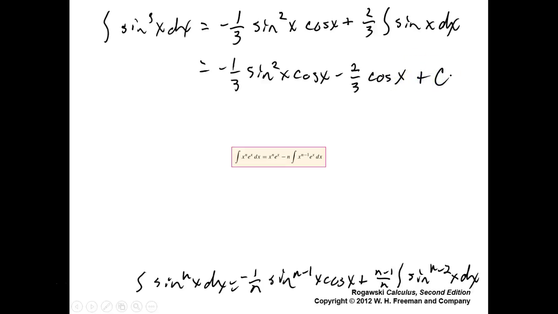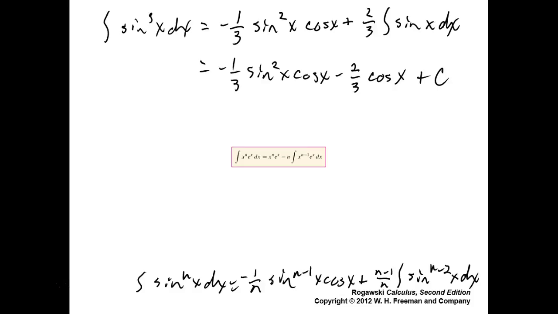There's our answer. Once you've got the recursive relationship, then you can do any power. 742nd power of sine, it'll just take you several pages, but you can do it. You just use it over and over until you get down to the end, where if it's an odd power, it's going to be a sine x. If it's an even power, you just have an integral of dx.